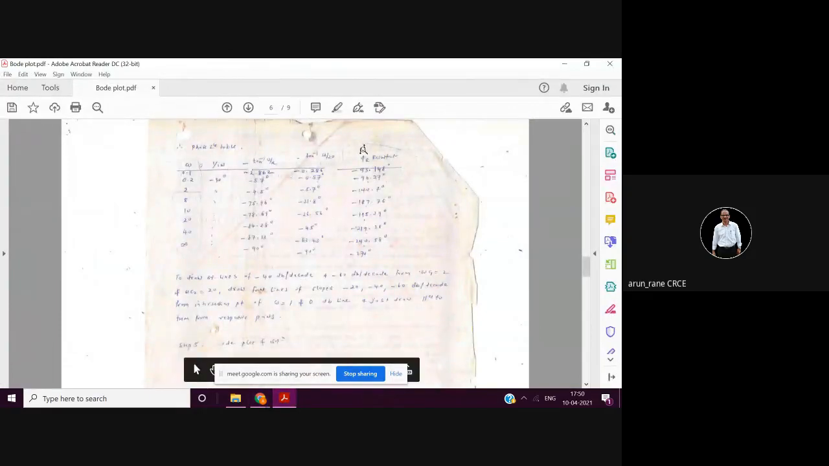Is it visible now? Yes, sir. So you understood this, 1 upon j omega, then minus tan inverse of omega by 2, minus tan inverse of omega by 20. You understood how you got this? You got it from that earlier equation. Now you take various values of omega, 0.1, 0.2 up to infinity, and you find out.